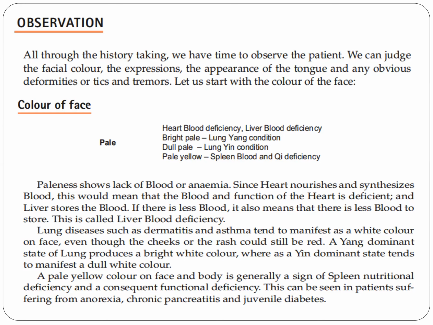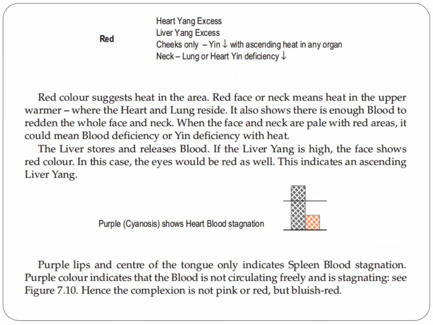A pale yellow color on the face and body is generally a sign of spleen nutritional deficiency and a consequent functional deficiency. This can be seen in patients suffering from anorexia, chronic pancreatitis, and juvenile diabetes. Now let's go to red color of the face.